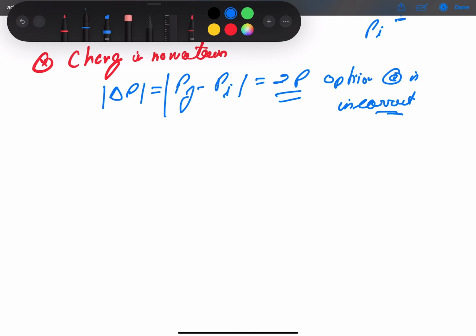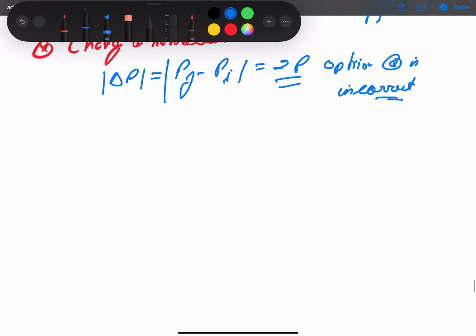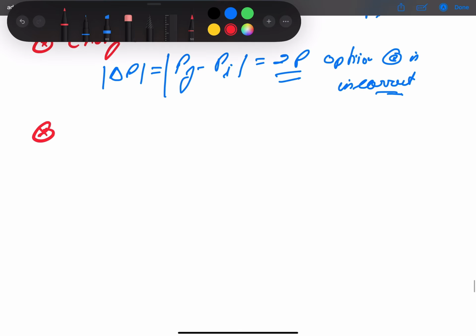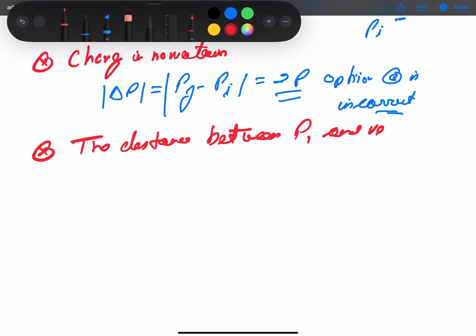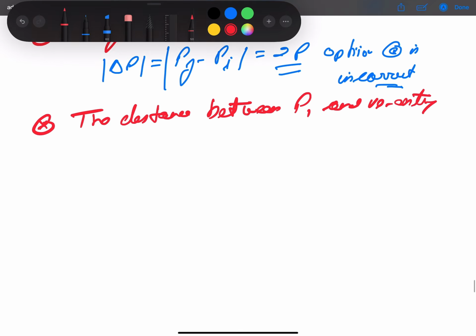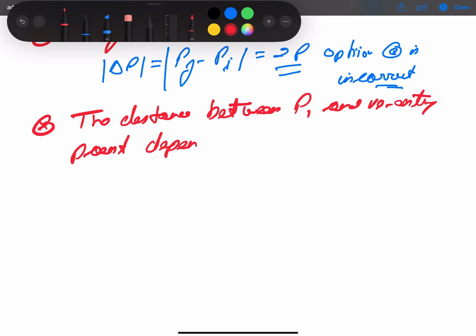And finally, we come to the final option, that is option number D, and here the distance between the point P and re-entry point depends upon the radius.